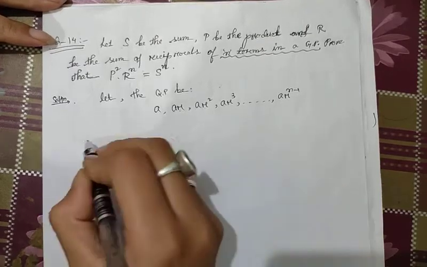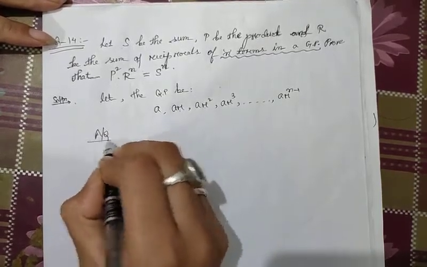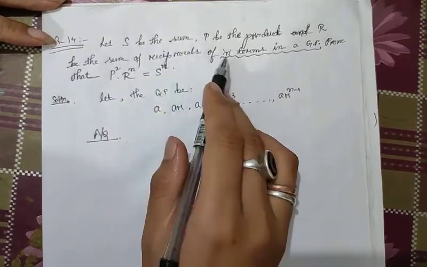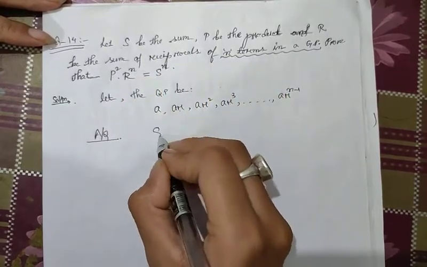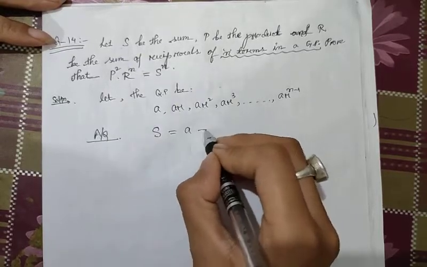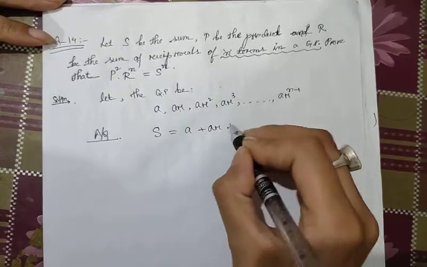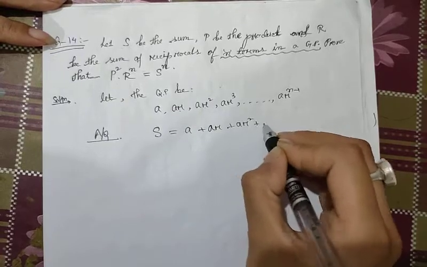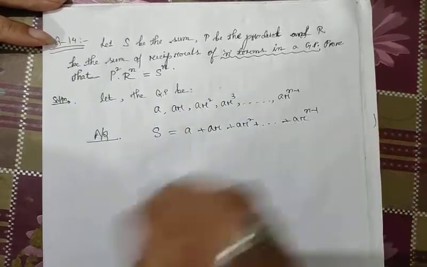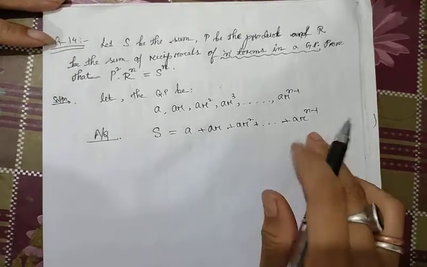According to the question, S is the sum of what? N terms in a GP. Capital S is equal to the sum of the n terms. That means a plus ar plus ar square going to ar to the power n minus 1. This is the sum of n terms of the GP.